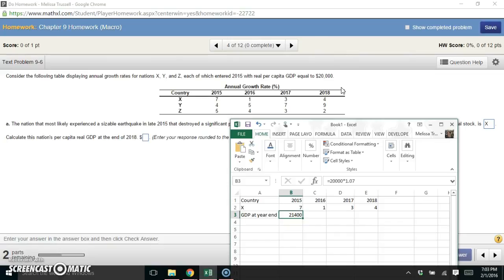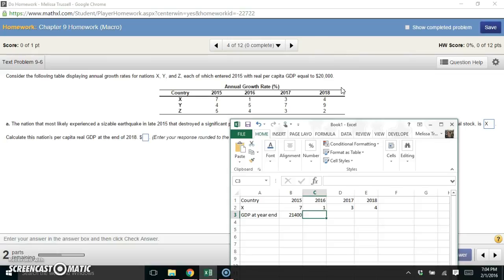We started with $20,000. We increased by 7%. So think about your shirt. You started at $20. You increased it by 8%. So you want to multiply by 1.08. Here we want to multiply by 1.07 to increase by 7%. Right? Simple enough, right? So we want to do the same thing in 2016.